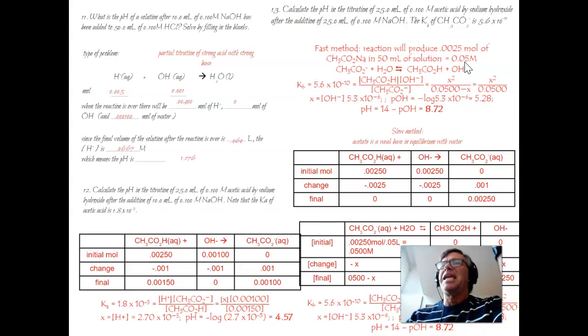You don't have any HA, right? So we can take that Kb, which literally means the concentration of the products over the reactants, and solve for x. x is done like the same thing down there, and the pH is 8.72. That is 11, 12, and 13.